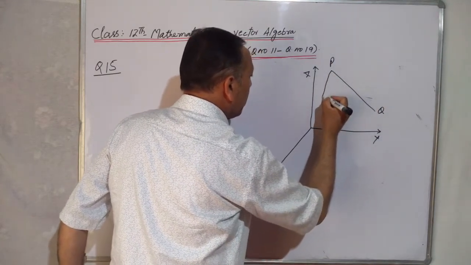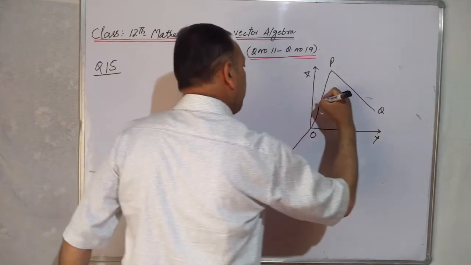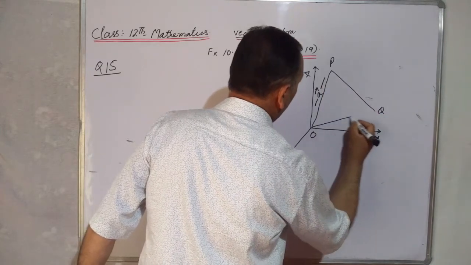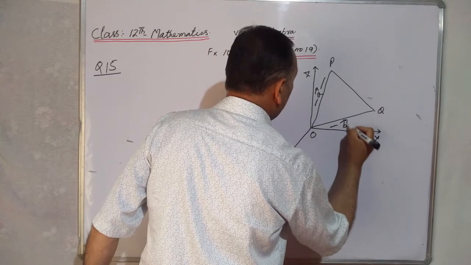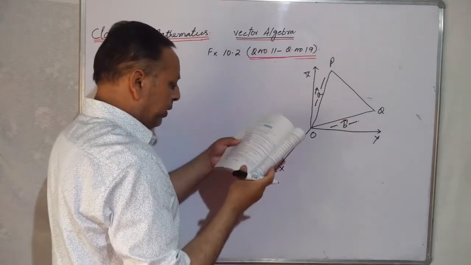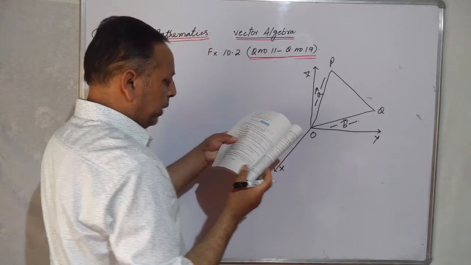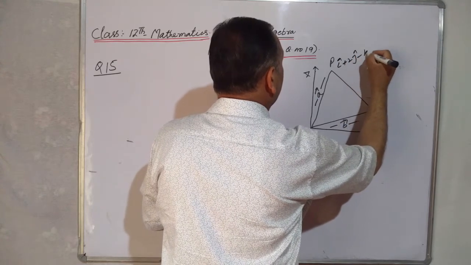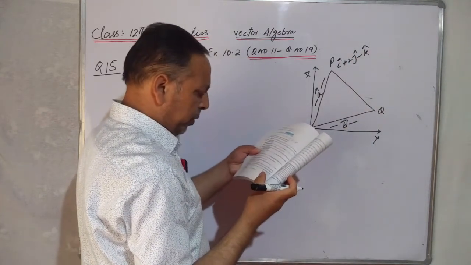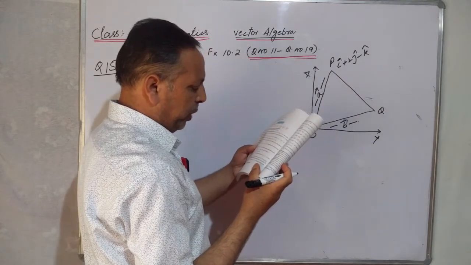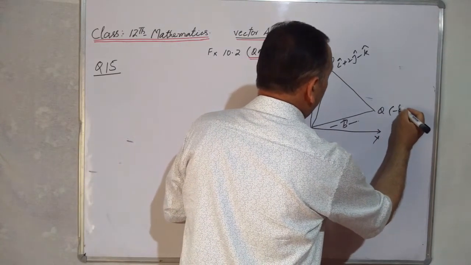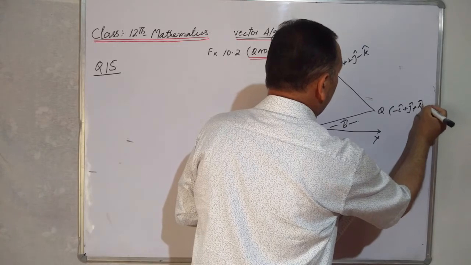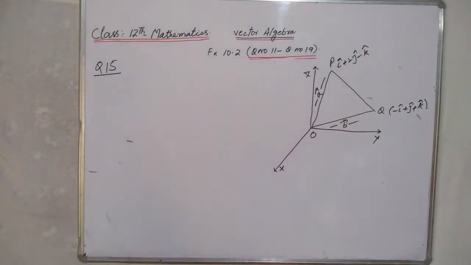Let me suppose the position vector of point p is vector a and the position vector of point q is vector b. The position vectors are given as i cap plus 2j cap minus k cap, and minus i cap plus j cap plus k cap. These are the two position vectors.